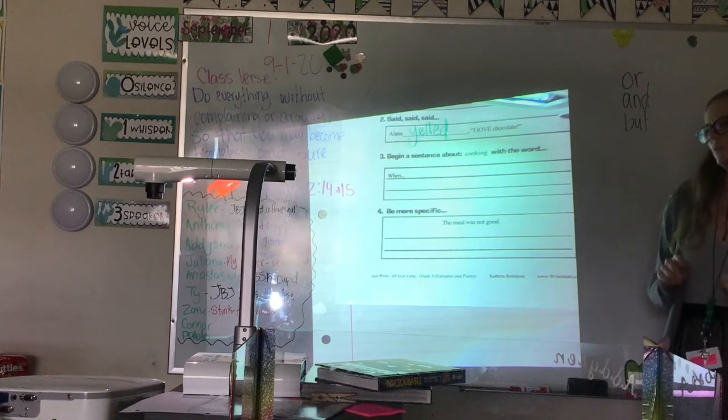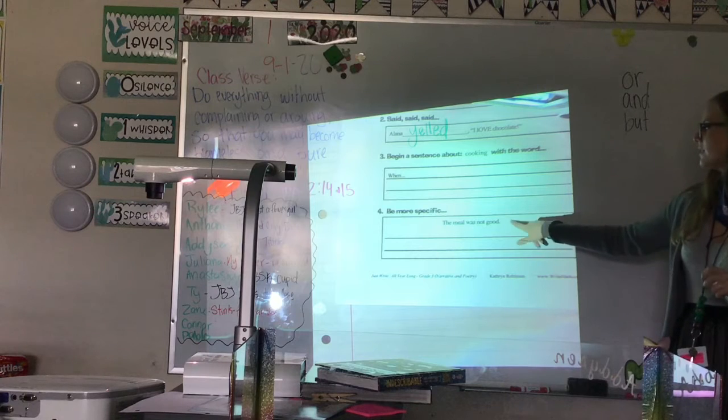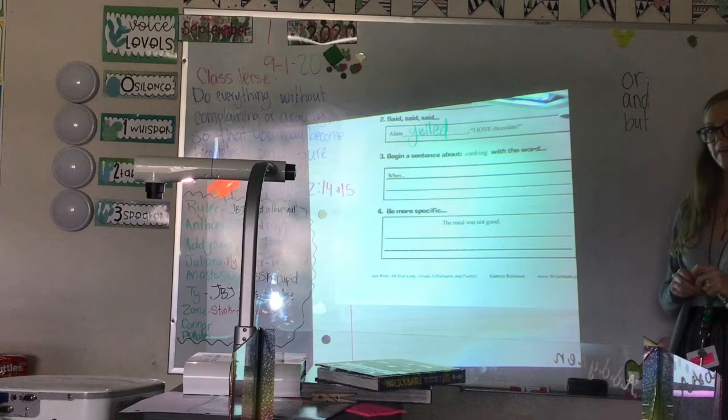Do we have to write the word when again, then write our sentence? No, you don't have to write the word when again. You can just leave it. Good question. And then down here at the bottom, it says be more specific. In other words, show me, don't tell me.